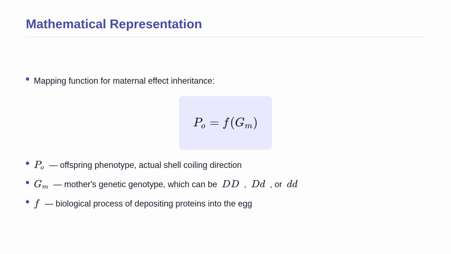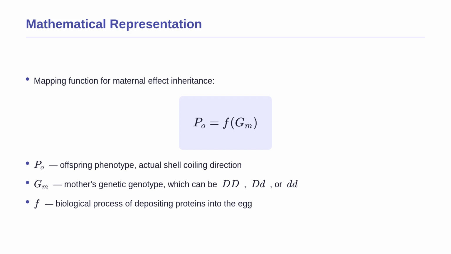Now that we understand the biological mechanism, let us represent this mathematically. To understand this logically, we must separate the concept of an individual's genotype from their physical phenotype. In standard genetics, an individual's phenotype is a direct function of their own genotype, but here we write a different relationship. The formula states that PO equals F of GM. PO represents the physical phenotype of the offspring, which is the actual direction the shell coils. GM represents the genetic genotype of the mother.